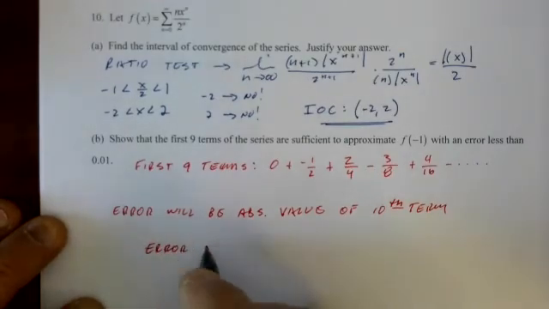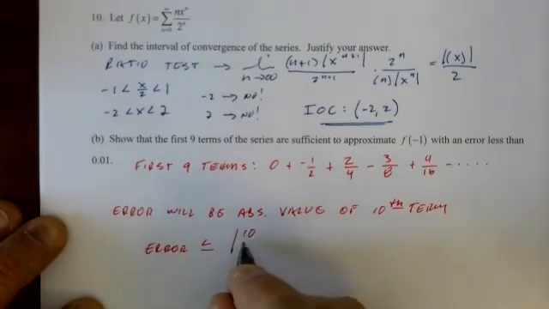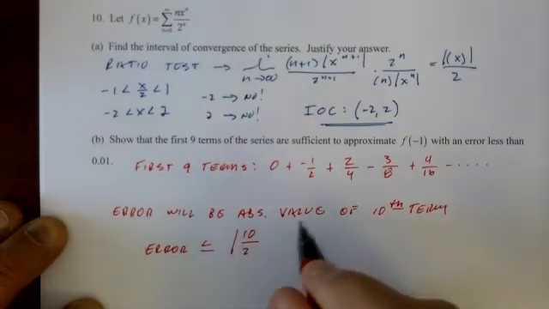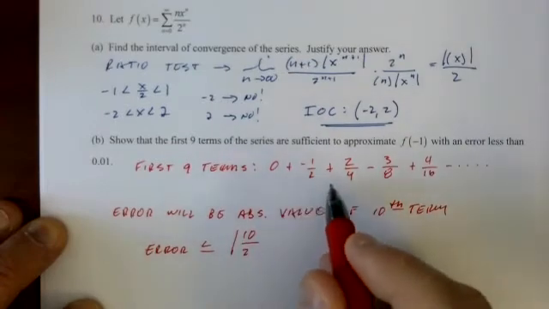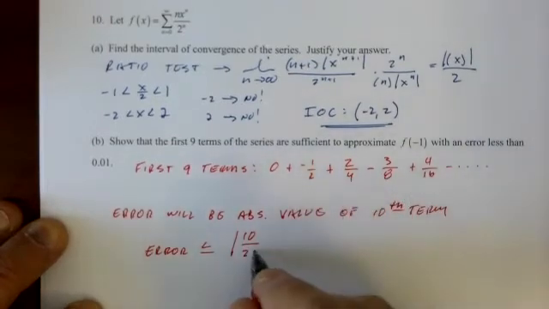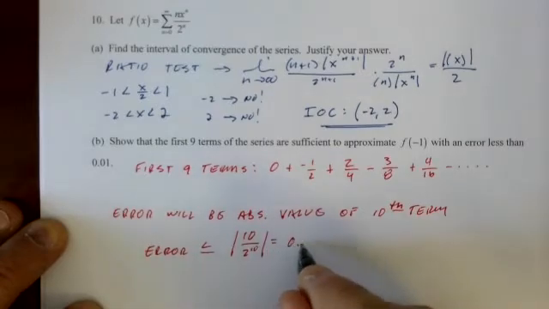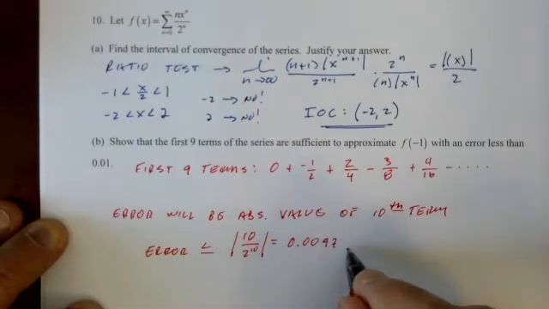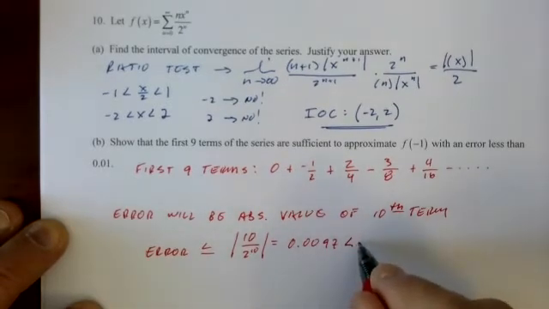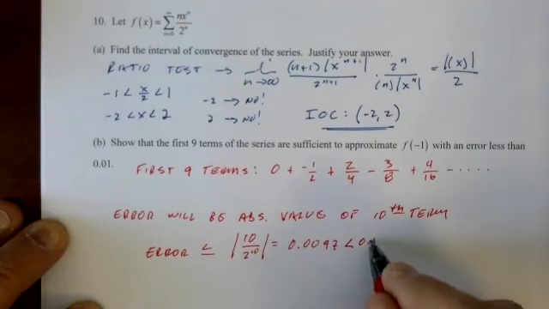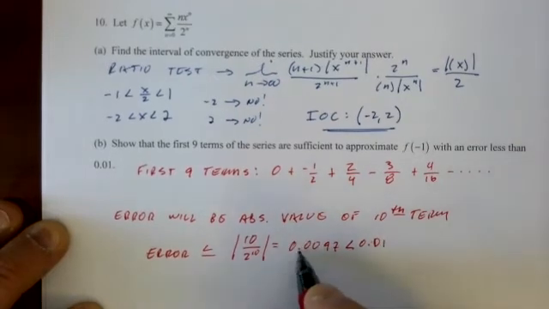Error less than or equal to 10 over absolute value, tosses that out. 0, 1, 2 to the first, 2 to the second, 2 to the third, 2 to the 10th, which is 0.0097, which is less than 0.101.